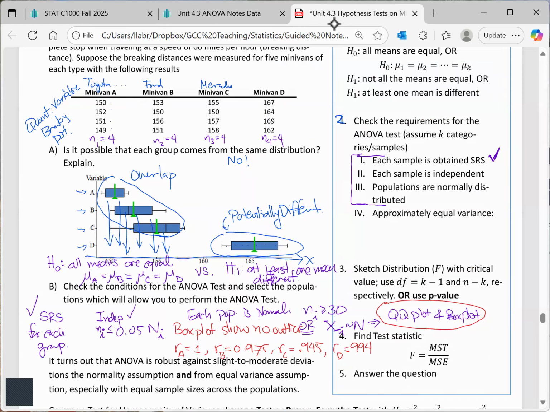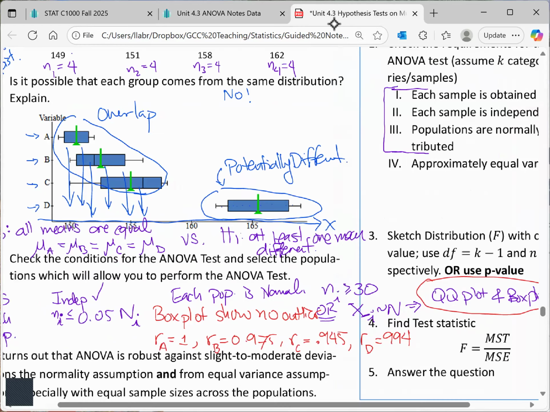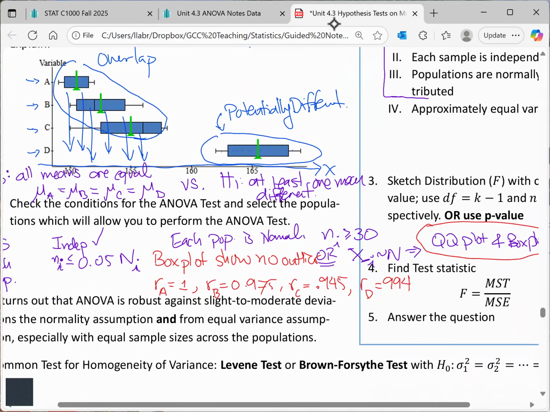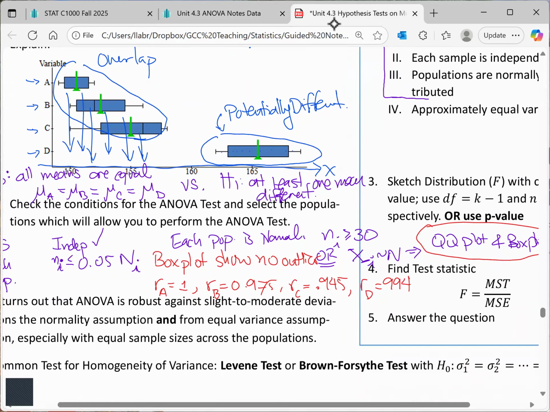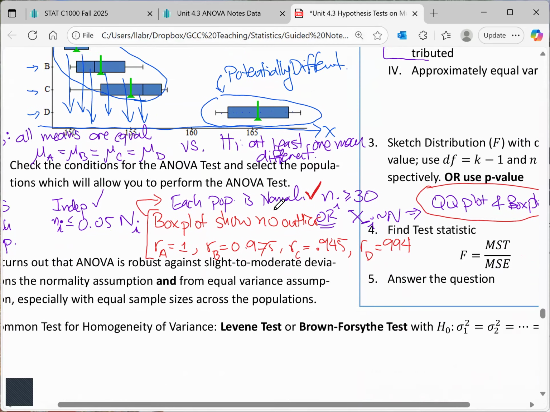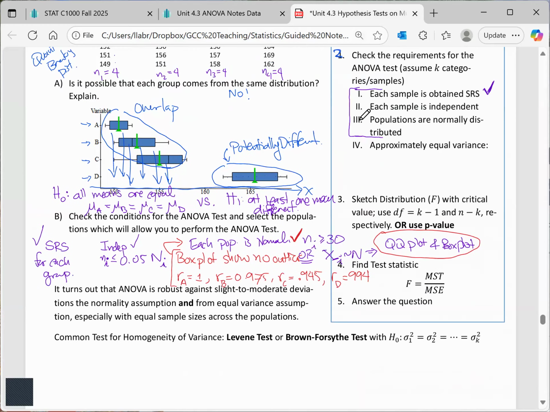So the red information right here, because the box plot, I do not have an outlier and I have a significant correlation coefficient here. Both of these right here mean that there's evidence that each population is in fact normally distributed. Okay, so that's the same check that we had before. So notice I've gone through 1, 2, 3.